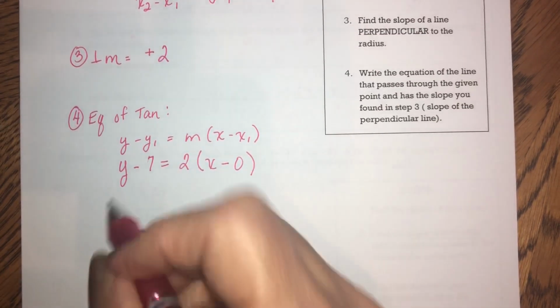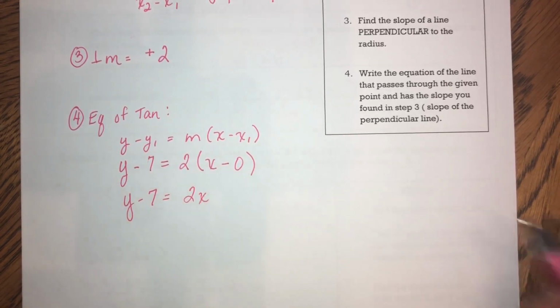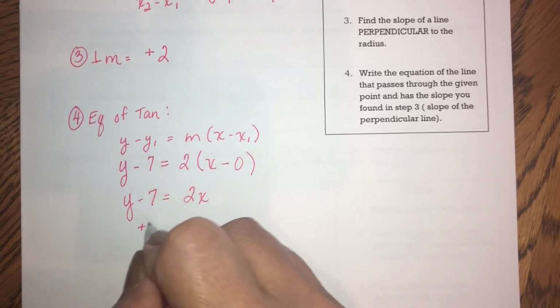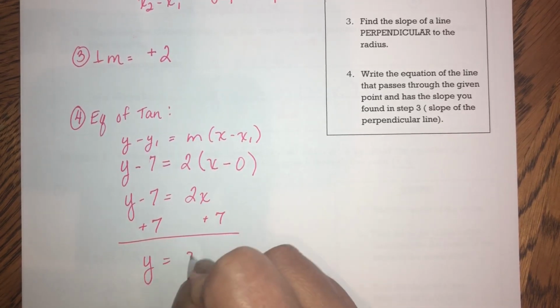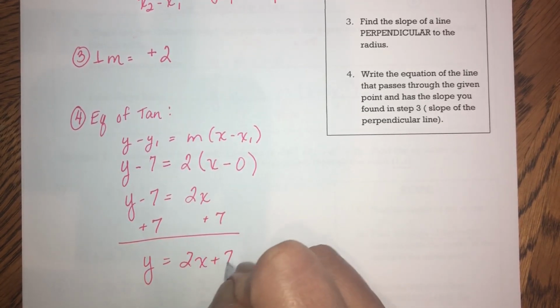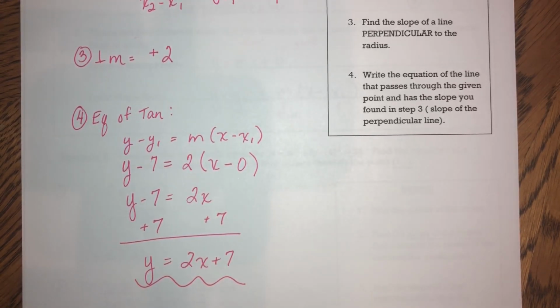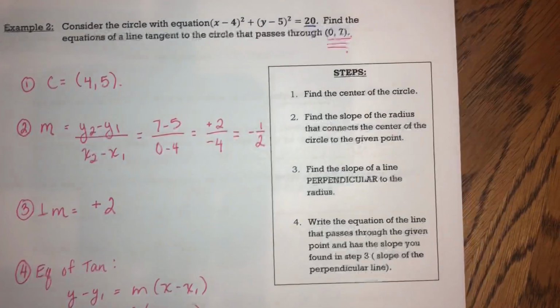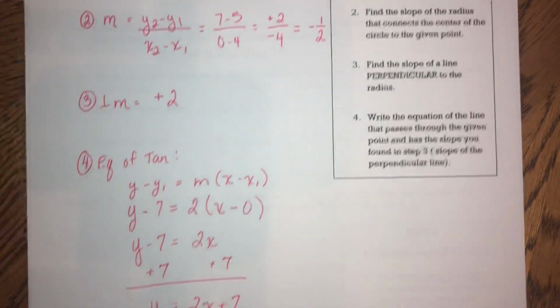I wouldn't leave x minus 0. I can make this y minus 7 is equal to 2x. And then just for the heck of it on this one, why not just add the 7 to both sides and we can get to y equals mx plus b form, y equals 2x plus 7. And that's it. That is how you write the equation of a tangent line. What's really important for you to know out of that, of course, are the steps. If you know the steps, then you're able to perform those couple of quick little operations.